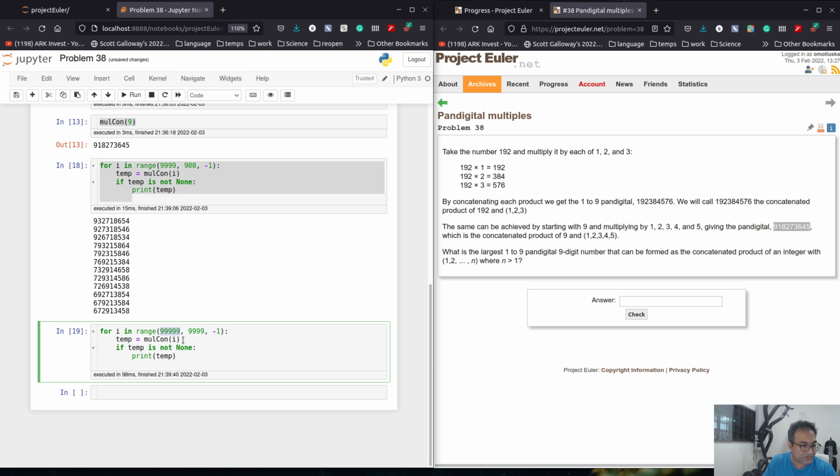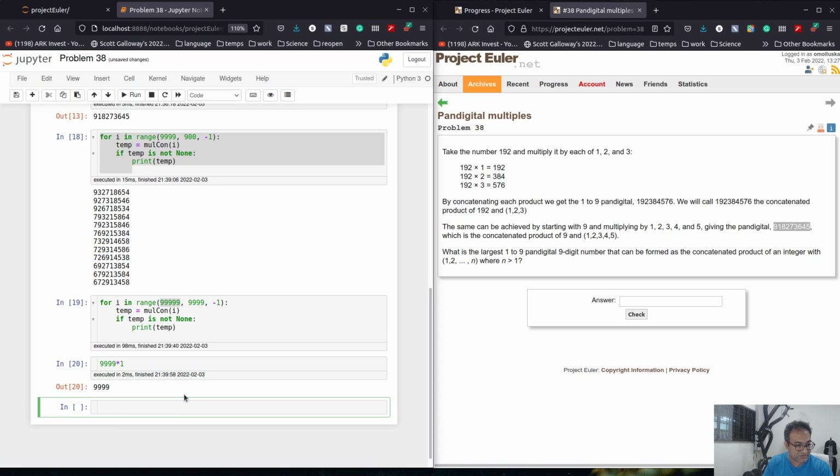I think this should not even work, because 9999 into 1 is that, 9999 into 2, it's more than 9 digits. So beyond this, it's like 10 digits and so on. So this is it. This should be the number.